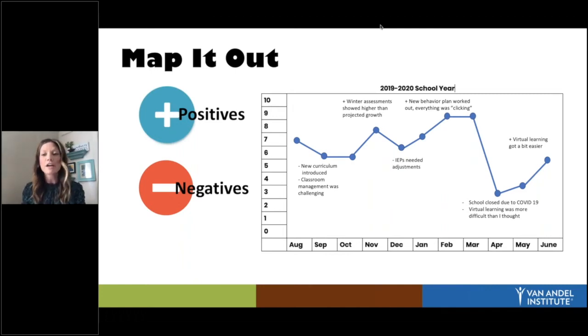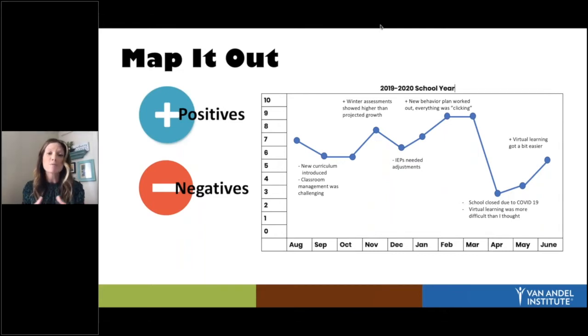So if you look at the whole span of your school year from August to June, and you rate it from 0 being the low end to 10 being a high point, how would you rate it month by month? So, we always start off in August since the start of the school year. Maybe you had new curriculum introduced, right? And that's a stress point.